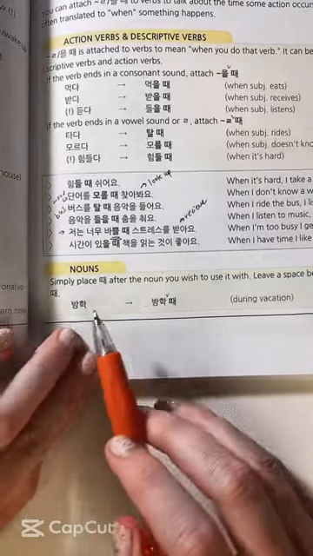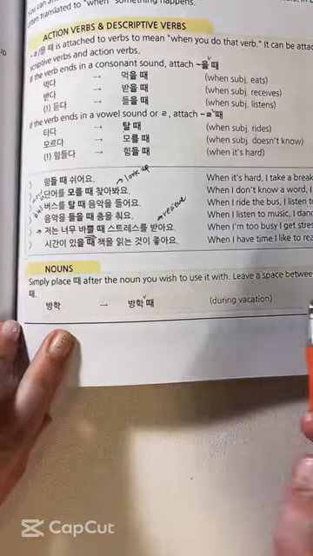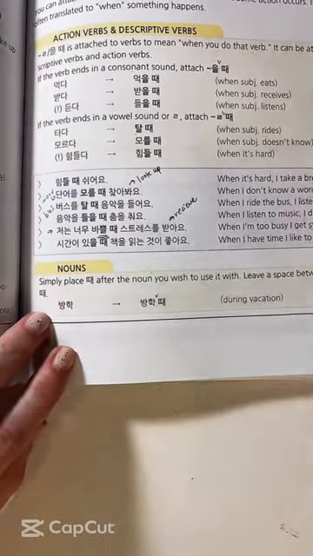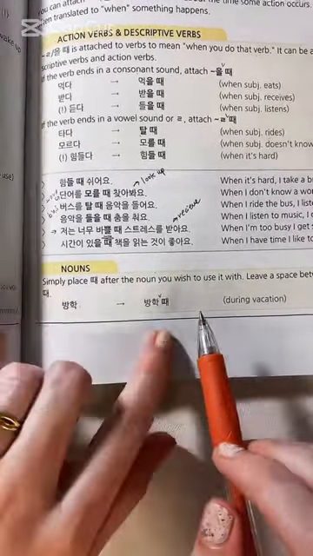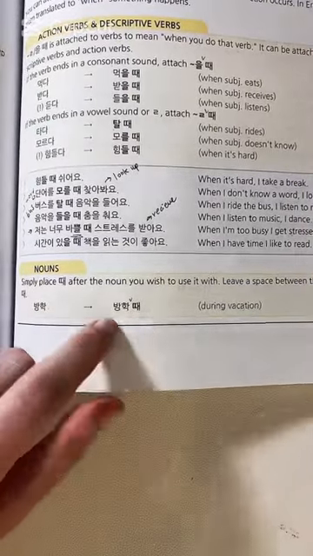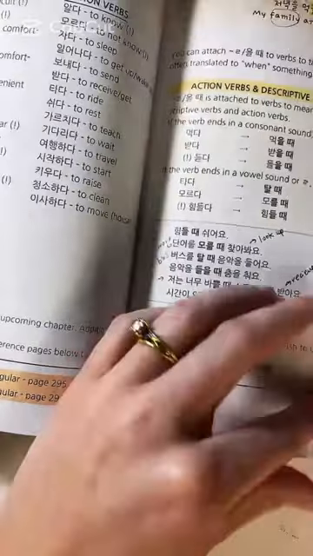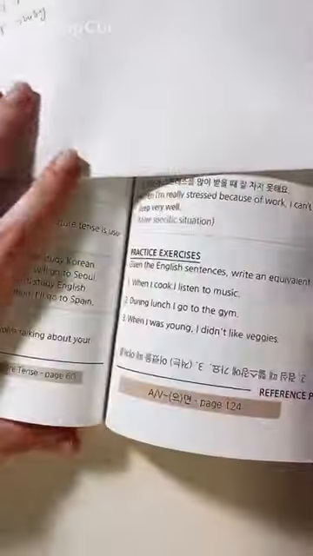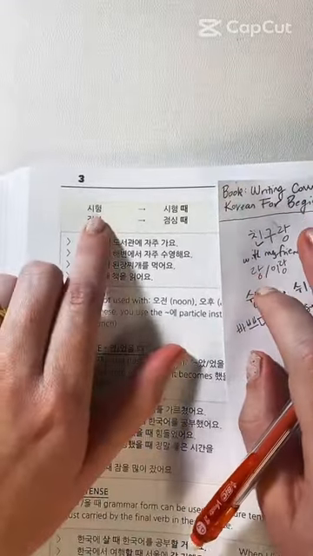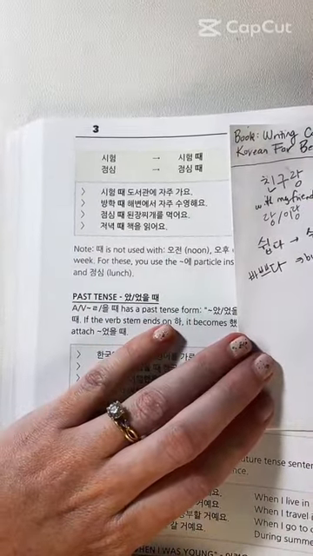So here we have a noun, 방학. 방학 is vacation, or a break time from work or school. 방학. And so 방학 때, when you put 때 after it, is like during vacation, or when I'm on vacation. 방학 때, when I'm on break. Okay. Let's see some other examples. What about this word? 시험. Does anyone know what 시험 means in Korean?